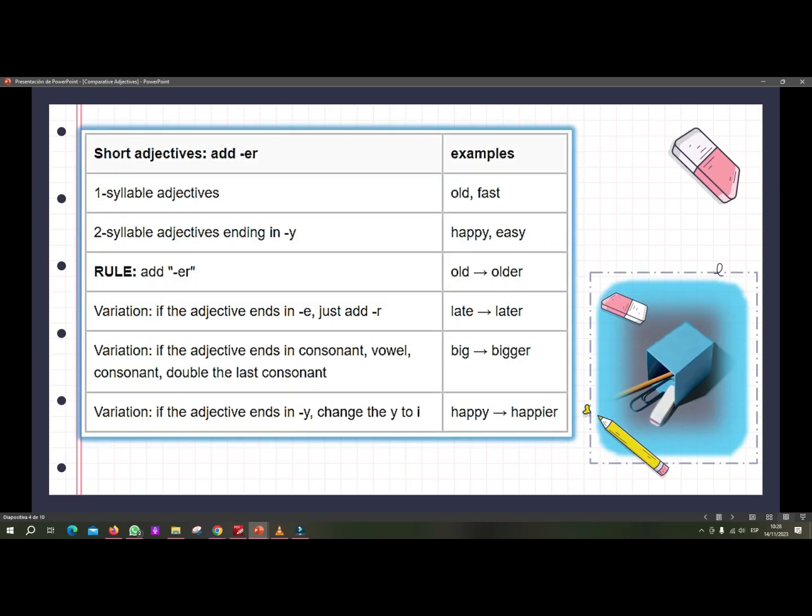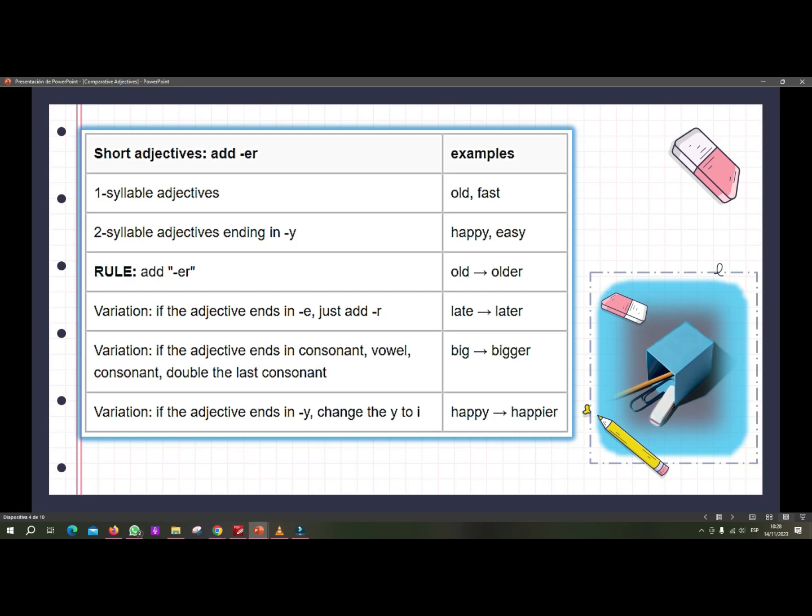For example, in this case, here you have short adjectives, add ER. One syllable adjectives. Old, fast. Si ustedes se fijan, en este caso tenemos un adjetivo corto, ¿verdad? Los cuales usted le va a agregar ER. En este caso, vean, old. Tenemos una sílaba, es un adjetivo corto. Fast también es un adjetivo con una sílaba.